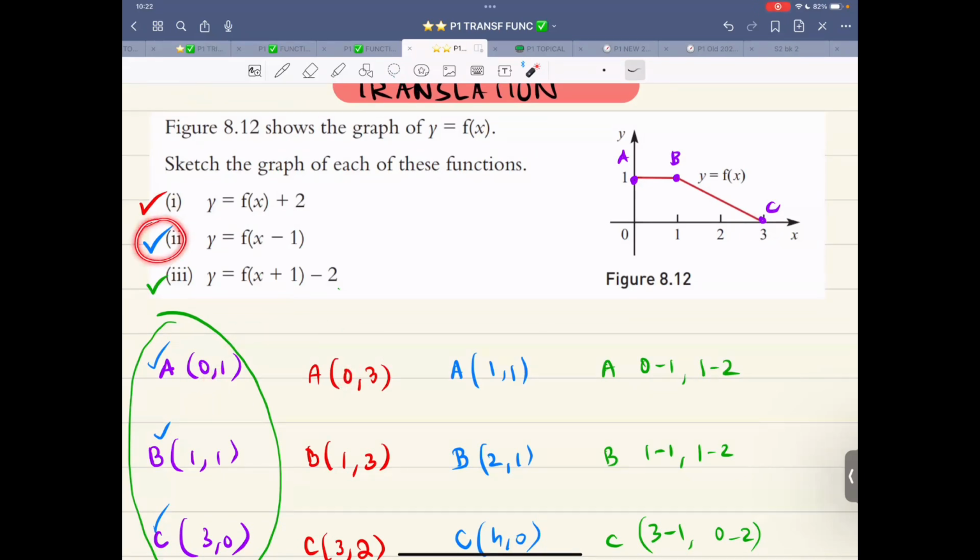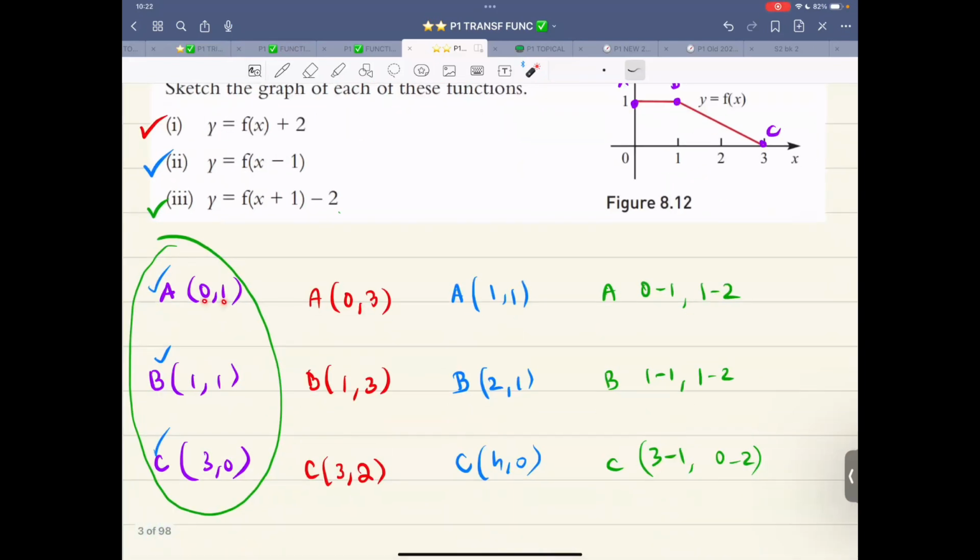What about the blue one? That is f(x minus 1). This is a horizontal shift. Over here, negative means right. That means the point A (0, 1), the horizontal value, that is the x-coordinate, gets increased by 1. The y-coordinate remains the same.